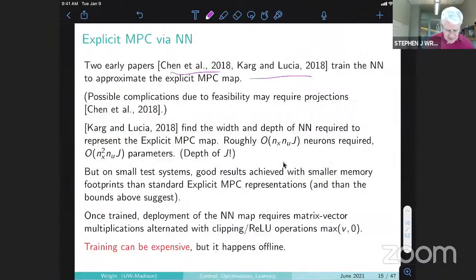And of course you can. People in the control community actually figured out how many neurons you need in the network, and what depth of the network you need, in order to capture perfectly the explicit MPC map in a neural net. It turns out that, of course, the size of the neural net is way too big. If you've got J pieces, you're going to need a neural net of depth J, and that's really not practical. But at least there was some sort of theory there.